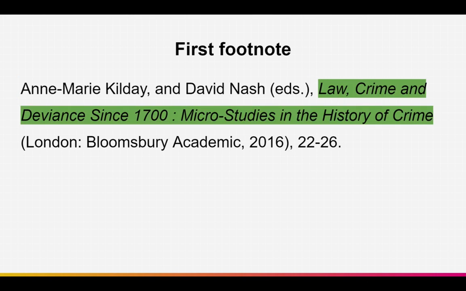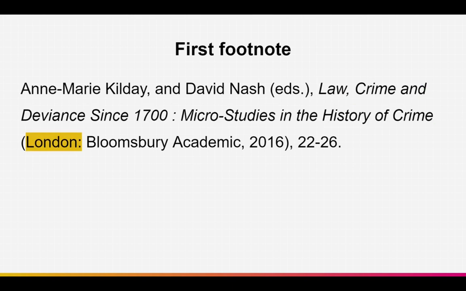We have the title in italics, Law, Crime, and Deviance since 1700, Microstudies in the History of Crime. In round brackets, we have the publication information, which includes the publication city, so London, the publisher, Bloomsbury Academic, and the date, 2016. And we have the page range or pages as well.